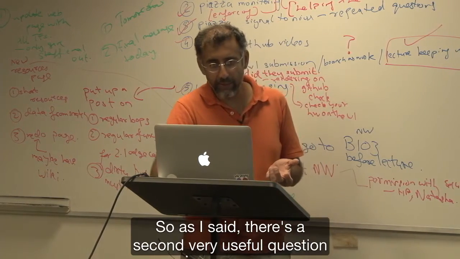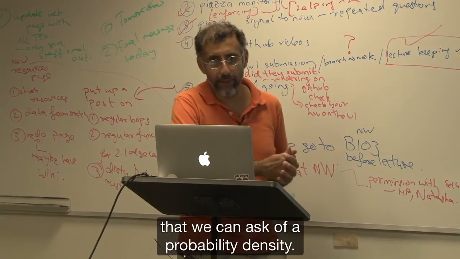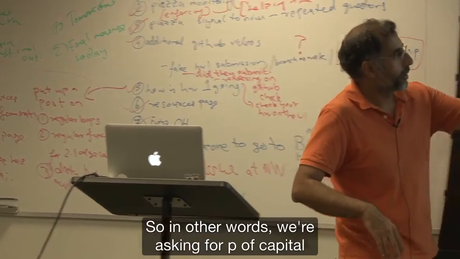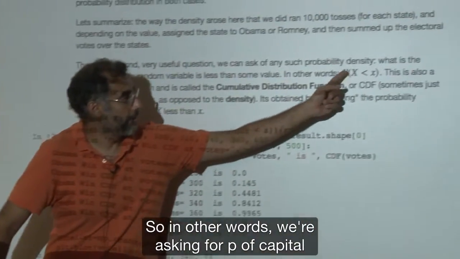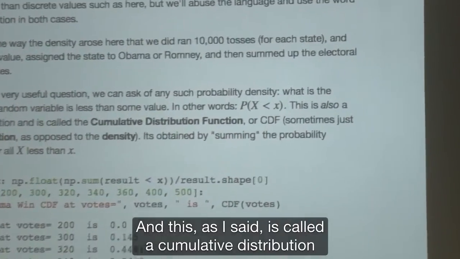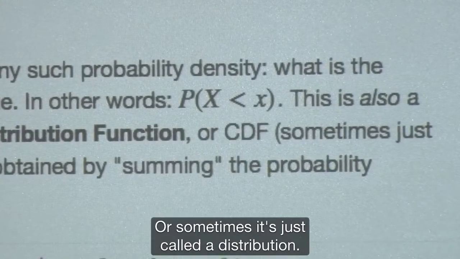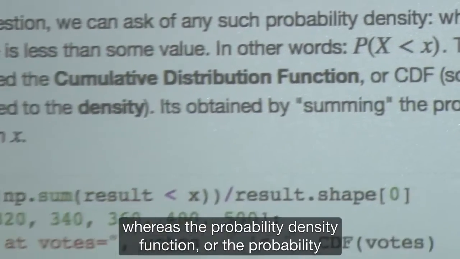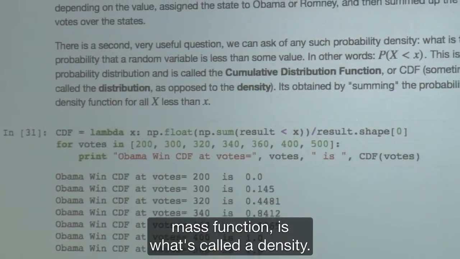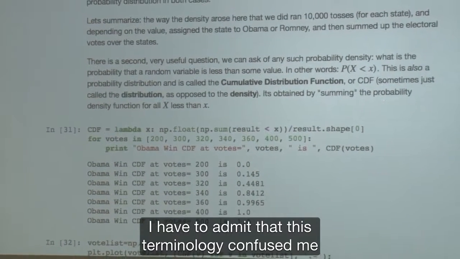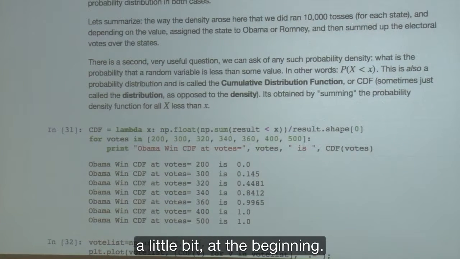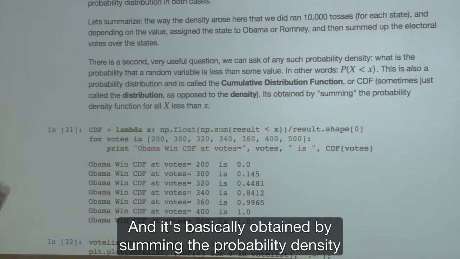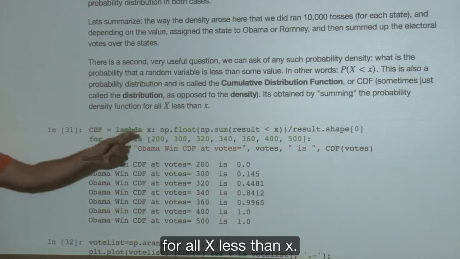As I said, there's a second very useful question that we can ask of a probability density: what is the probability that a random variable is less than some value? In other words, you're asking for P of capital X less than some x. This is called the cumulative distribution function, or sometimes just the distribution. In statistics books, you might find that this is called the distribution, whereas the probability density function or probability mass function is called the density. I have to admit this terminology confused me at the beginning, but it's what's used. It's basically obtained by summing the probability density for all values less than x.